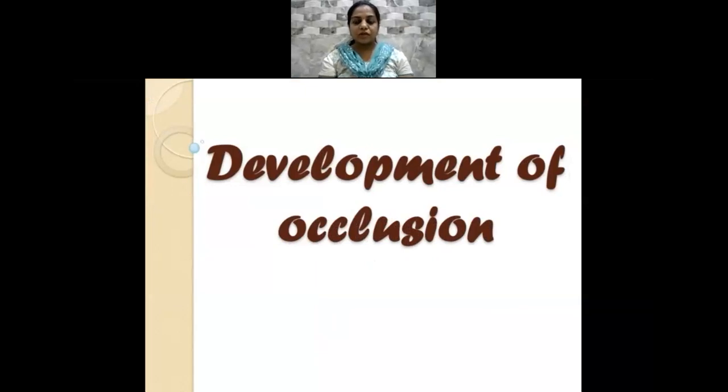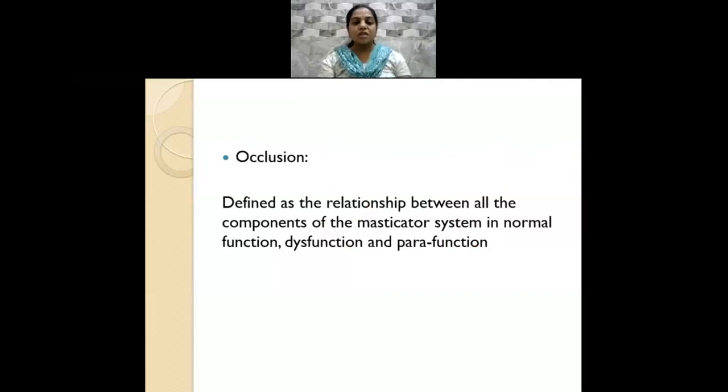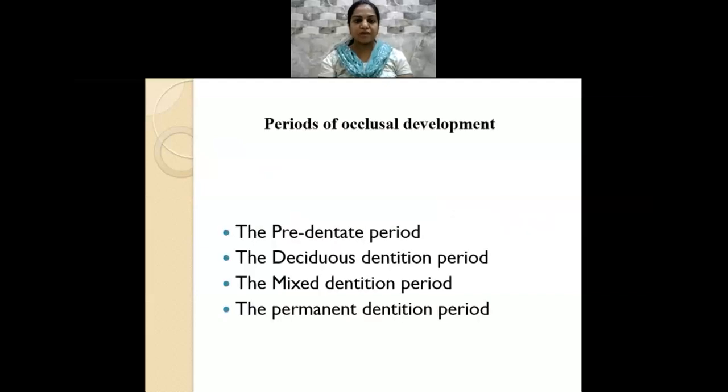Good morning, everyone. Today I'll be covering a topic on development of occlusion. Occlusion is defined as a relationship between all the components of the mastication system in normal function, dysfunction, and parafunction. Now, coming to the different periods of occlusal development, the first one is the pre-dentate period, the deciduous dentition period, the mixed dentition period, and the permanent dentition period.